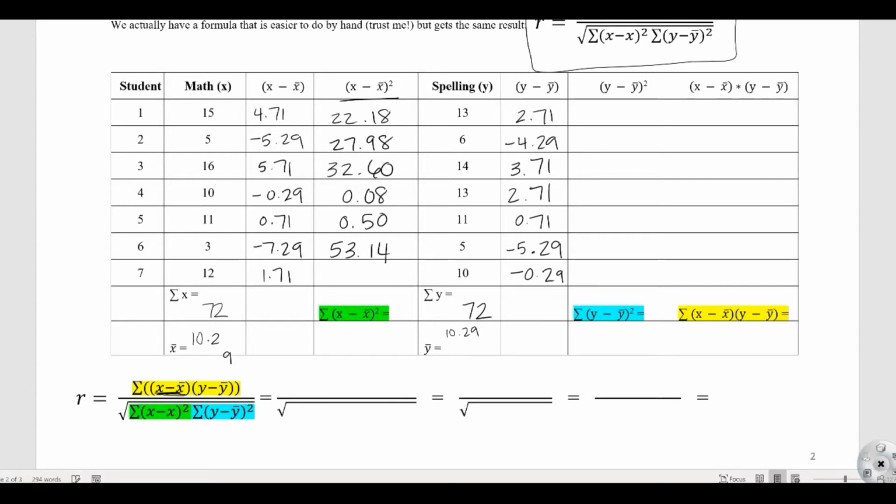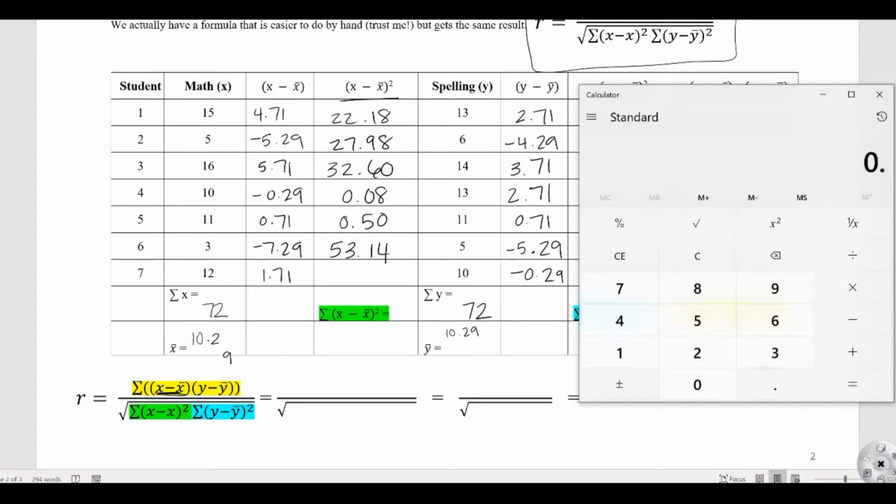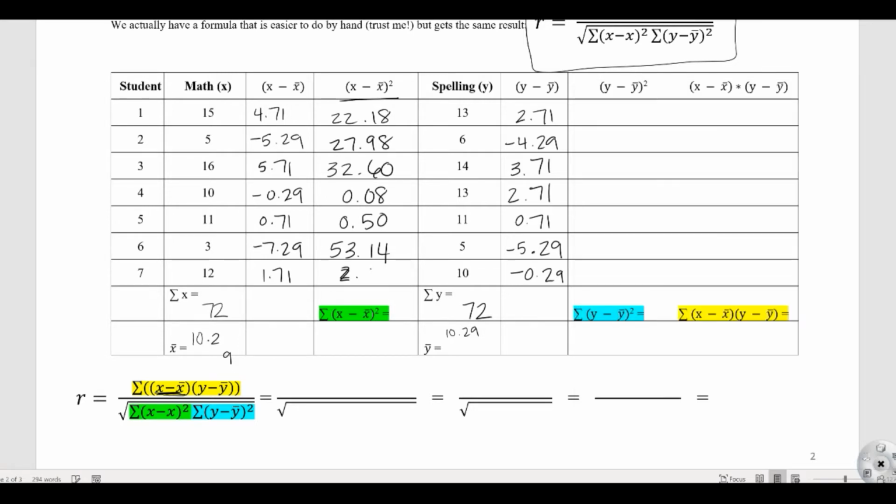53.14. And then the last one, 1.71 squared, 2.92. So to save myself a second, let me see if any of these are repeats. So the 5 is a repeat, so I'm going to put my 27.98 here. The 10 is a repeat, so I'm going to put my 0.08 in. 11's a repeat, so I'm going to put 0.50. And I think that's it for the repeats.